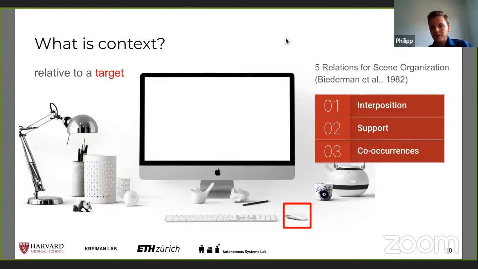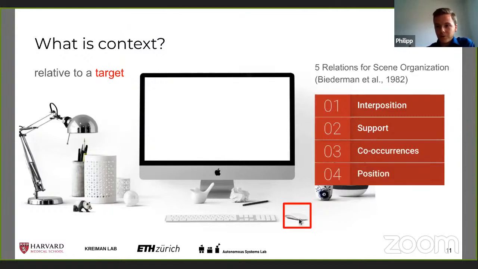The third one would be co-occurrences, or how they originally called it in the paper, probabilities. What is meant by that is that some objects are more likely to occur together than others are. So the computer mouse here again is quite likely to appear together with a keyboard and a monitor, but certainly less likely to appear together with an elephant.